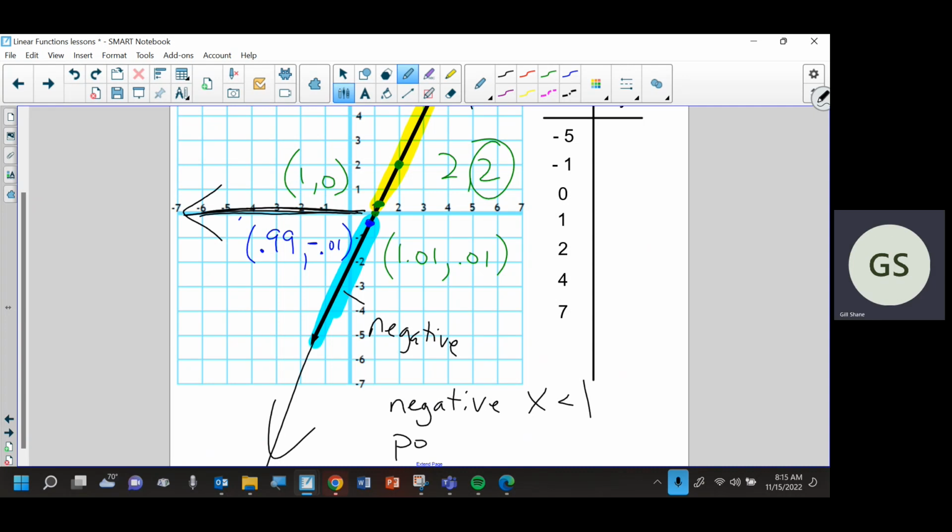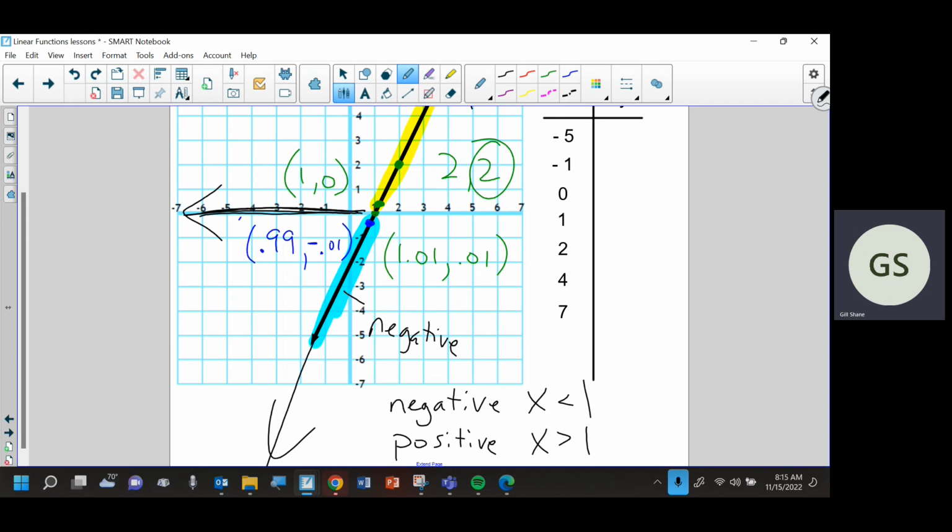You'll notice there's no equal sign, because if I put an equal sign there, I'm including 0, and 0 is not negative. It's also not positive. So don't put an equal sign like greater than or equal to, less than or equal to. So the positive values are just the opposite. And pretty much, if it's a straight line, they will always be opposite.